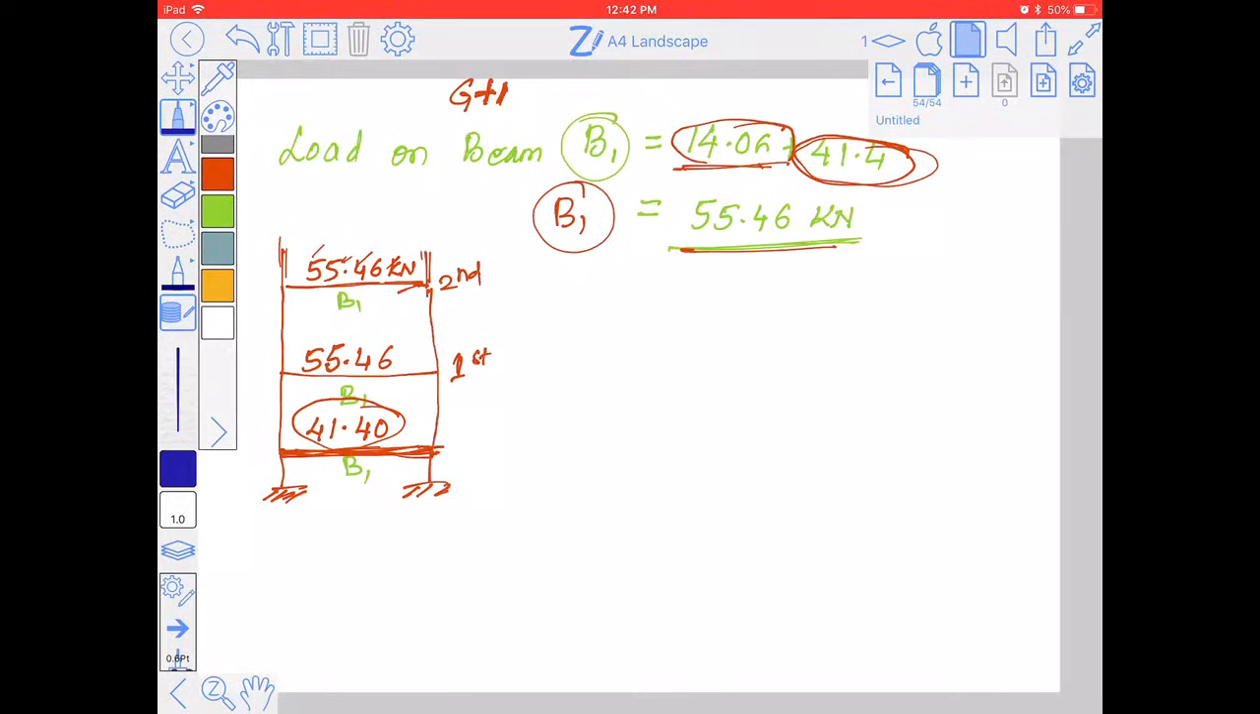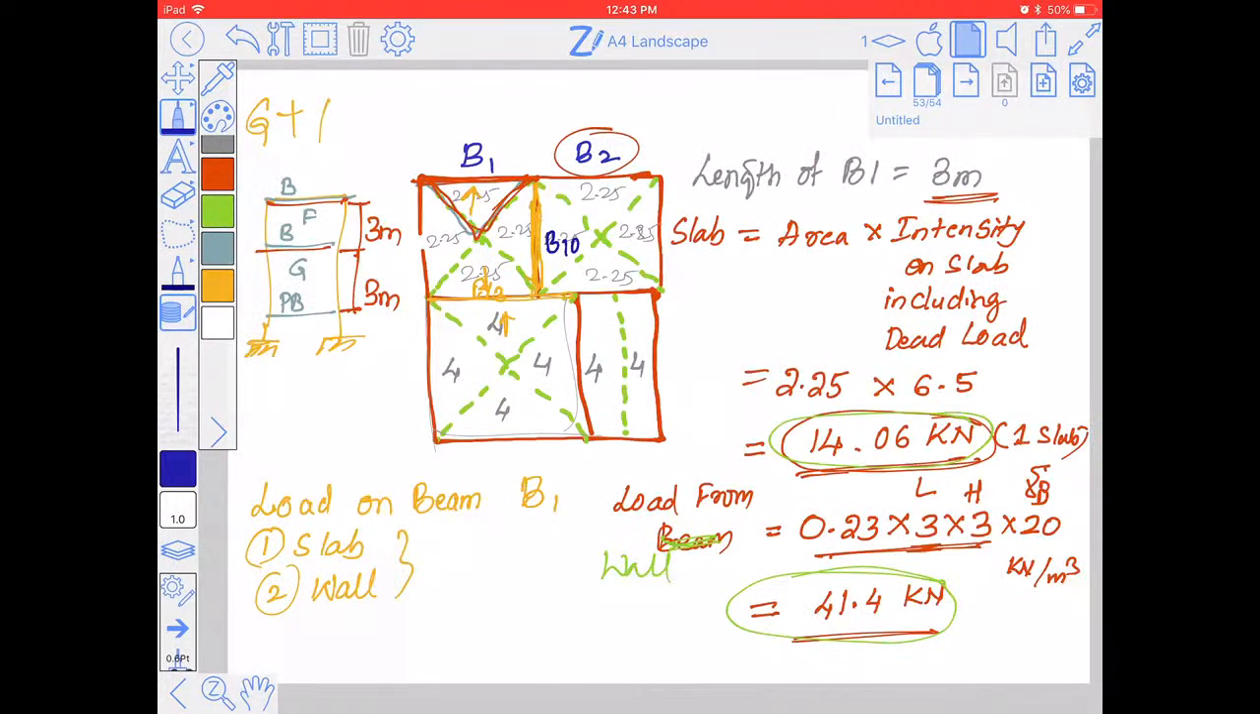B10 carries, I'll take this one. This is B10. The load on either side of B10 is 2.25, 2.25. Now tell me, what is the total load on B10? There are two slabs and one beam, so obviously you'll have one wall, right? So the load on B1 is 2.25, as I said.